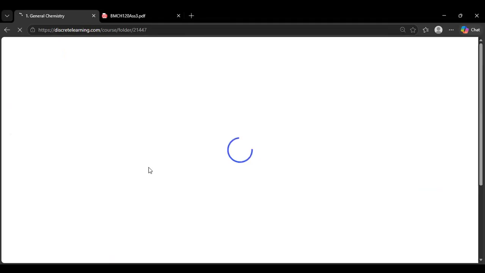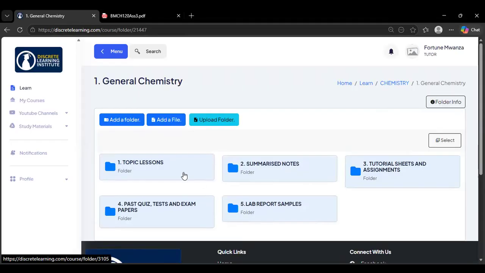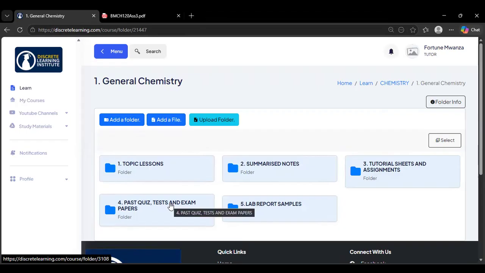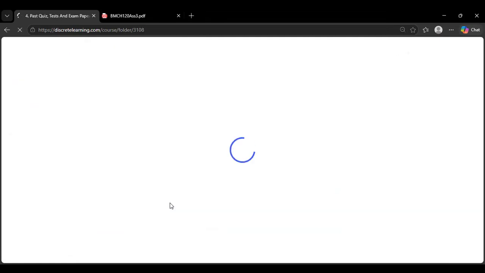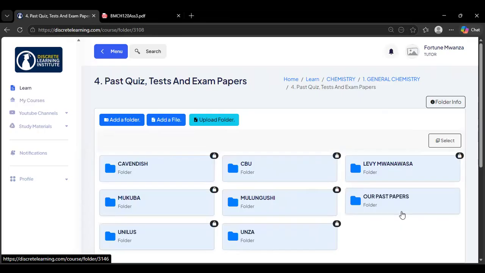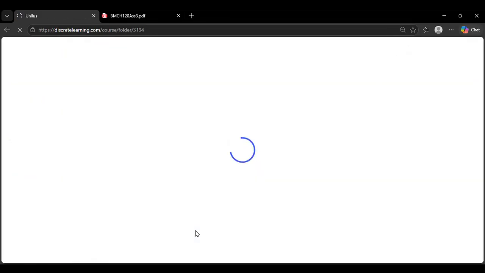Let me just wait for it to open. Yeah, so you'll find that there are these folders: topic solutions, tutorial sheets, quizzes. So you go where it's saying quizzes there, past papers and quizzes. That's where you go. Then once you open, you see these folders. You pick your university, for example, UNILAG there. You can go on UNILAG.